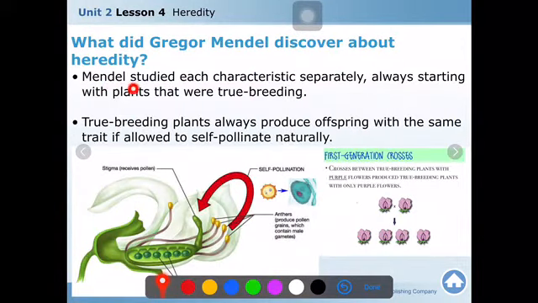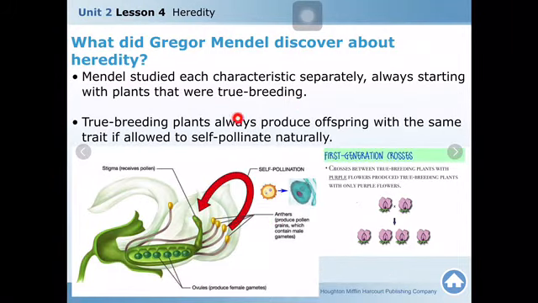Now, Mendel studied each characteristic separately, always starting with the plants that were true breeding. Firstly, he examined the plants which are able to have true breeding. What is true breeding? True breeding plants always produce offspring with the same trait if allowed to self-pollinate naturally. How? Look here. This is, for example, a pea plant flower.